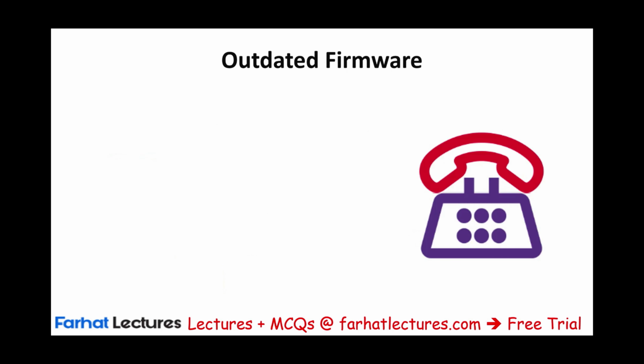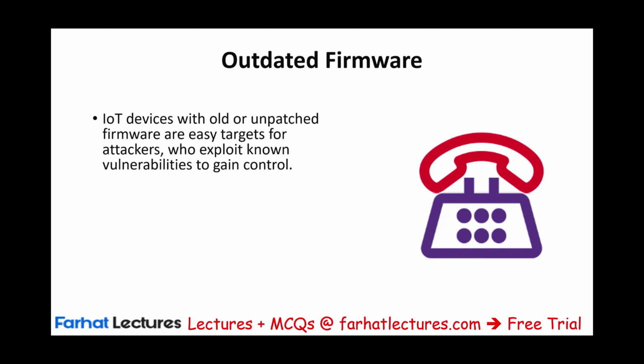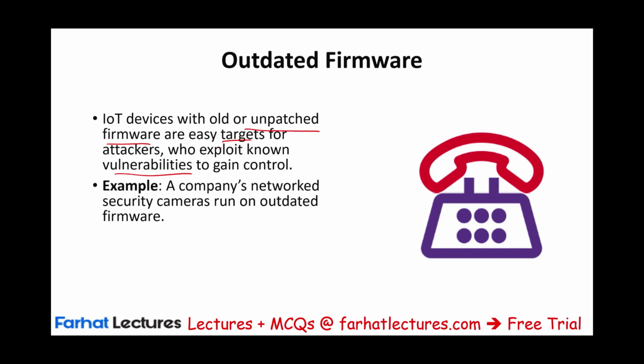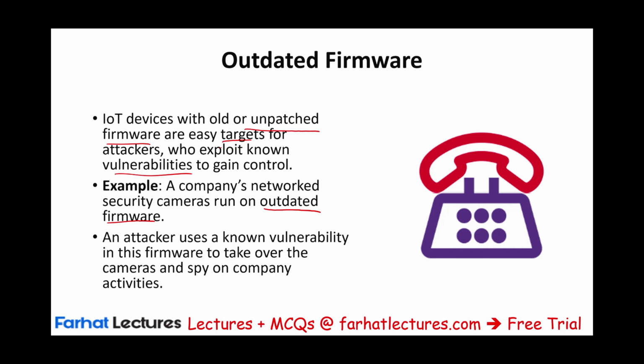Outdated firmware is also a risk. IoT devices with old or unpatched firmware are easily targeted by attackers who exploit known vulnerabilities, because if you don't update your device, once the vulnerability is exposed, it will be an entry point. For example, a company's network security camera runs outdated firmware. Then they can go through that. An attacker uses known vulnerabilities to take over the camera and spy on the company's activities.